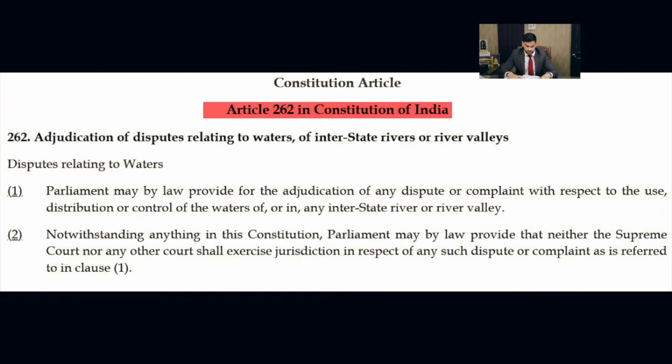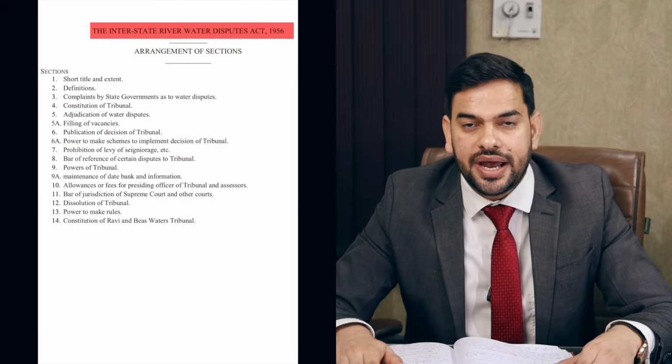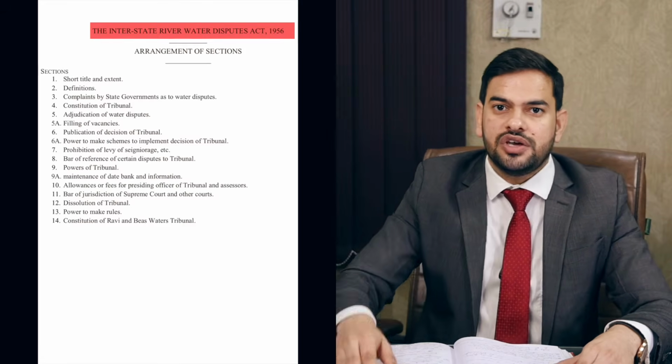First example I would like to give you is Article 262 of the Constitution, which says that Parliament may by law provide for adjudication of any dispute in relation to an interstate river dispute. So Parliament in its own wisdom has passed one act. It is called the Interstate Water Dispute Act 1956. So if any matter is in relation to a river dispute between two or more states, the Supreme Court will not be entertaining the dispute under Article 131.